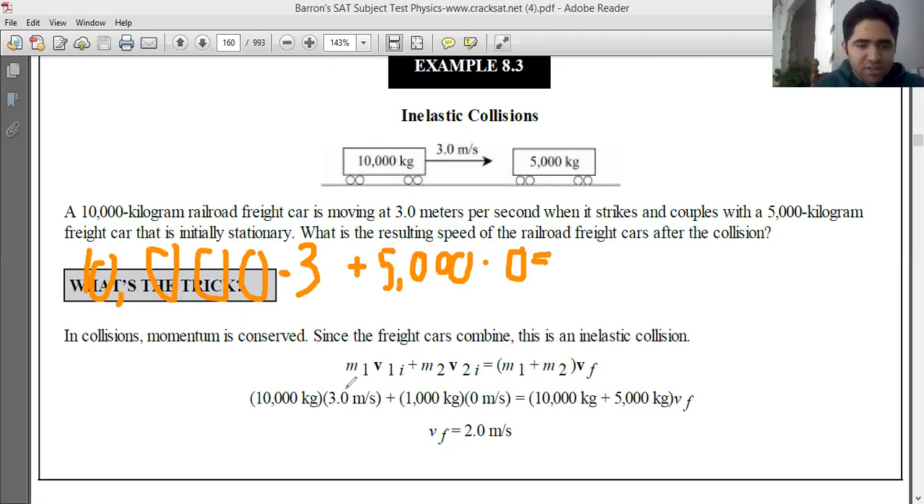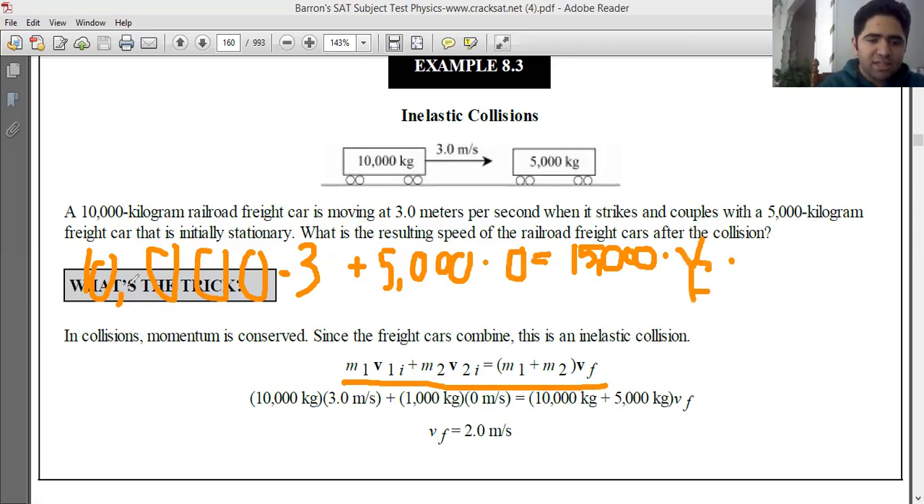Okay, look at this rule. M1v1 plus M2v2, they will move with each other. They have added mass, so you will add their mass. 10,000 plus 5,000, I think 15,000. So that will be 15,000 times final velocity. They're moving with the same speed, of course. And so you calculate this, okay? You move the numbers around, you find the velocity that they will move by.